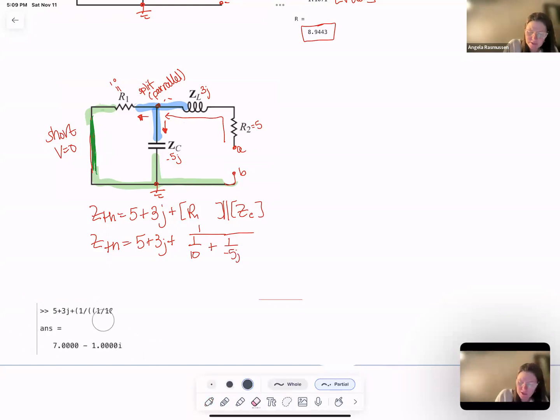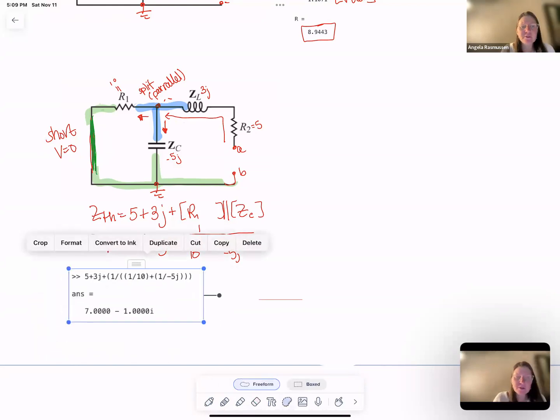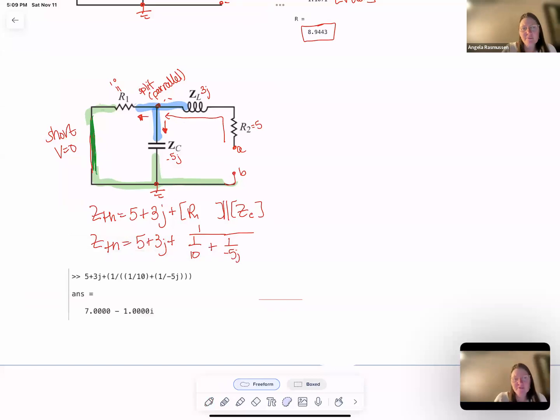Again, I can use MATLAB and plug those in. The equation is 5 plus 3j plus 1 over 10 plus 1 over minus 5j. I need to make sure all my parentheses are correct. And that gives me 7 minus j for my value.